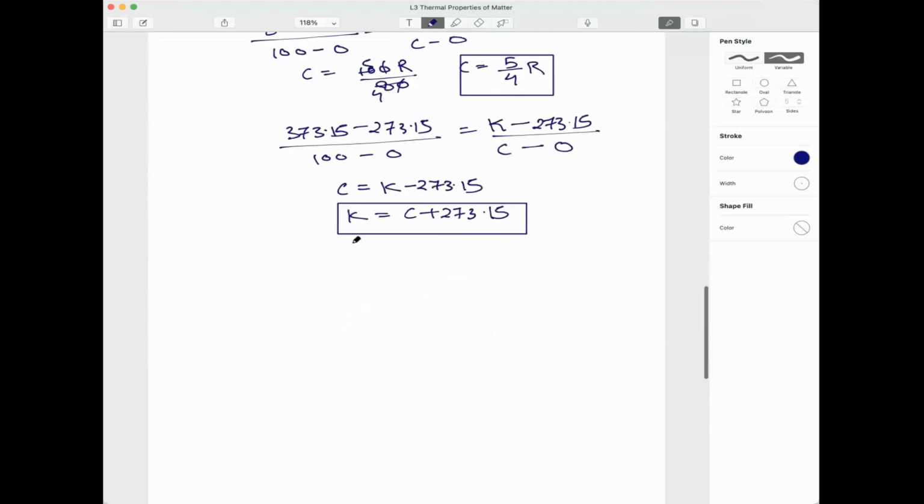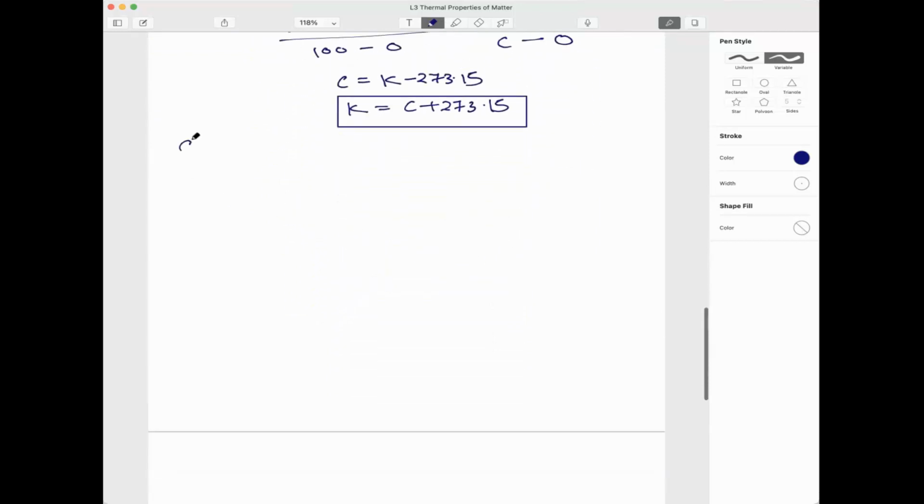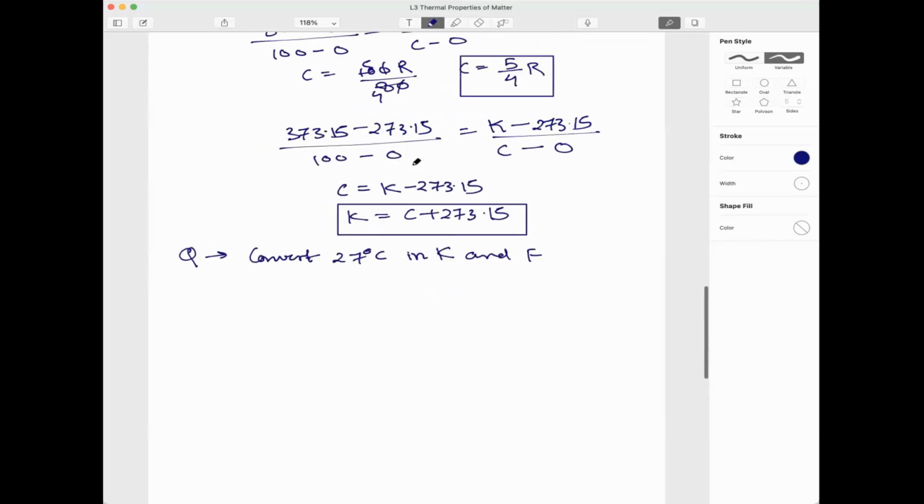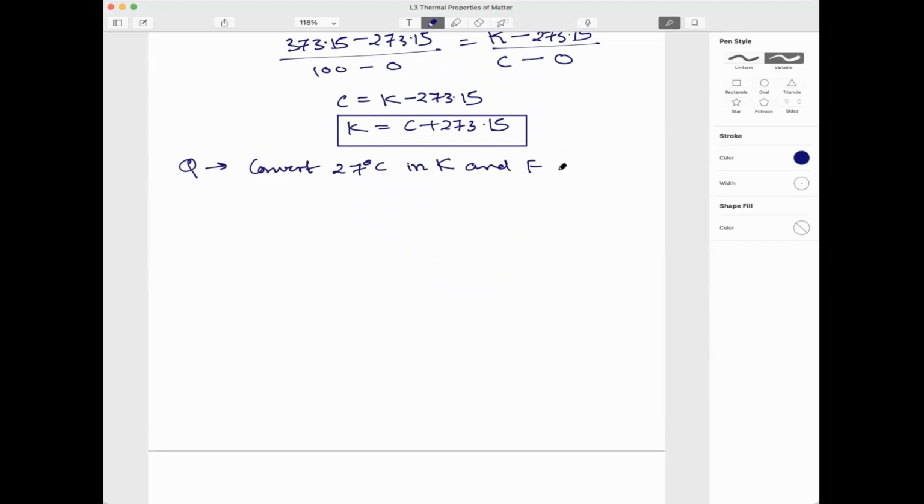So let's take some questions for that. Question: convert 27 degrees centigrade to Kelvin and Fahrenheit. If you know the formula, that is good. But if you don't know, that is also okay. You just need to find the generalized formula, because we know how to get the formula. We know the melting and boiling point. So 27 degrees centigrade in Kelvin. For Kelvin, it's very easy.